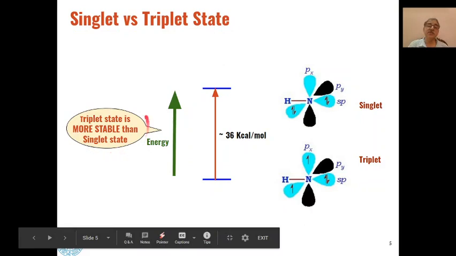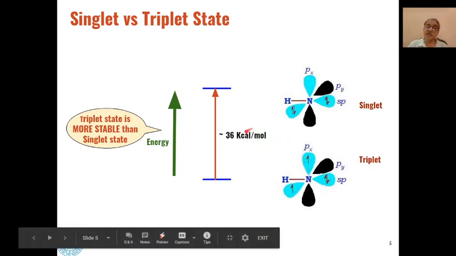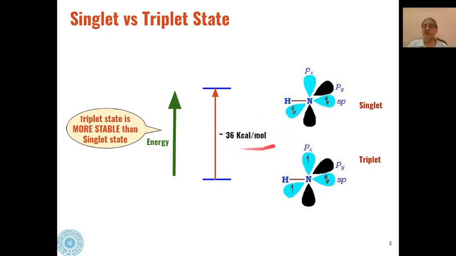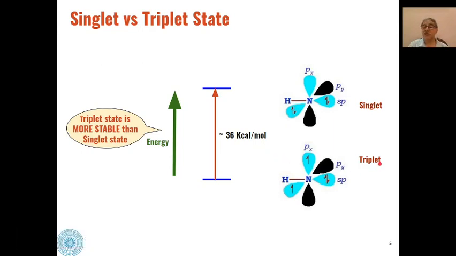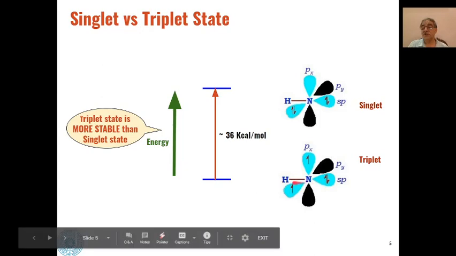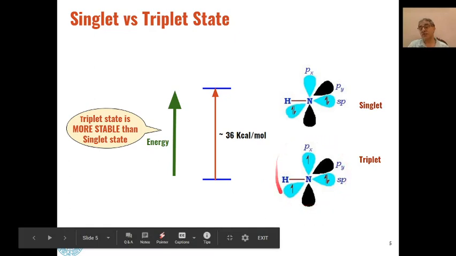Then the triplet state is more stable than the singlet state, and if we compare the energy difference in amidogen, that is unsubstituted nitrene, the triplet is more stable than the singlet by this amount of energy. That is, we require 36 kilocalories per mole of energy to convert a triplet nitrene, unsubstituted triplet nitrene, into unsubstituted singlet nitrene. So this is the amount of energy required for conversion of a more stable triplet state into a less stable singlet state.